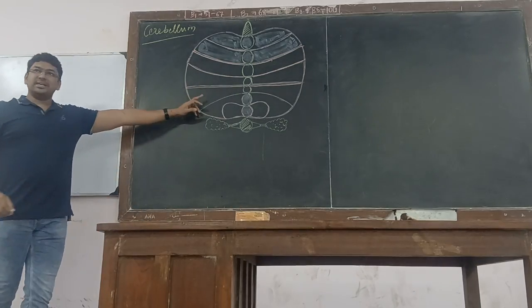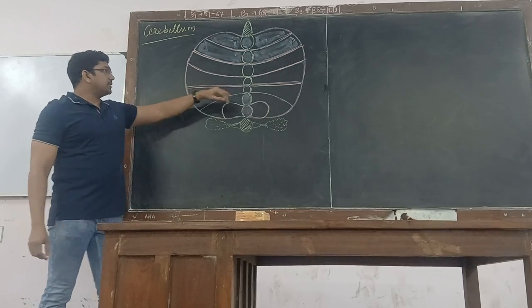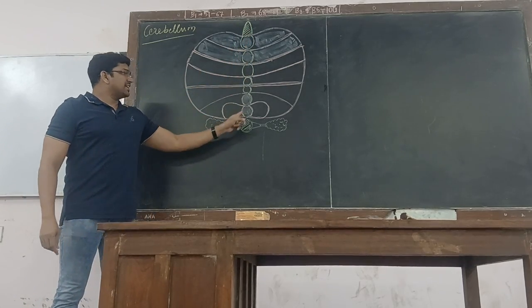And the cerebellum contains two things over here. So in the center there is a worm-like structure.